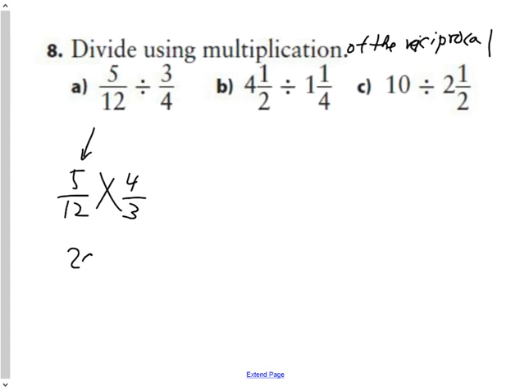Multiply my numerators, I get 20. Multiply my denominators, I get 36. And in lowest terms, it's 5/9, I think, because both are divisible by 4.